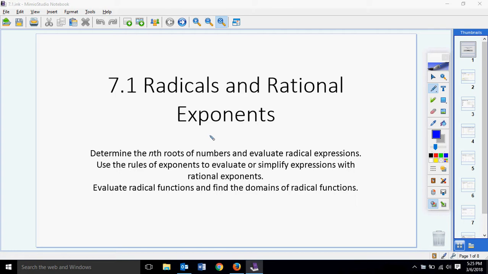This is 7.1, radicals and rational exponents. We're going to be determining the nth roots of numbers and evaluating radical expressions, use the rules of exponents to evaluate or simplify expressions with rational exponents, and evaluate radical functions and find the domains of radical functions.